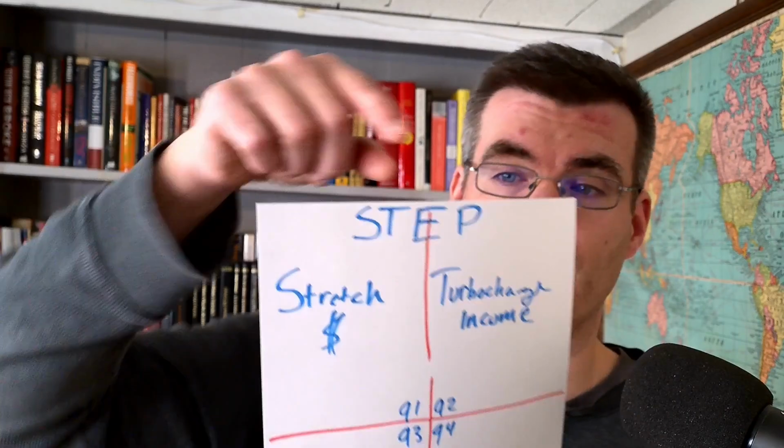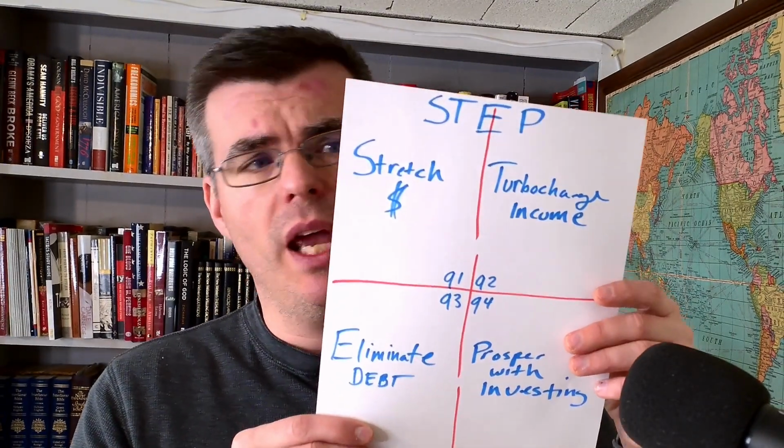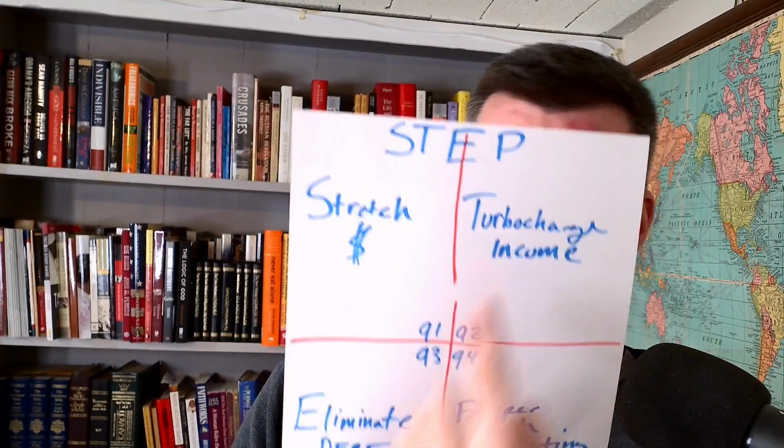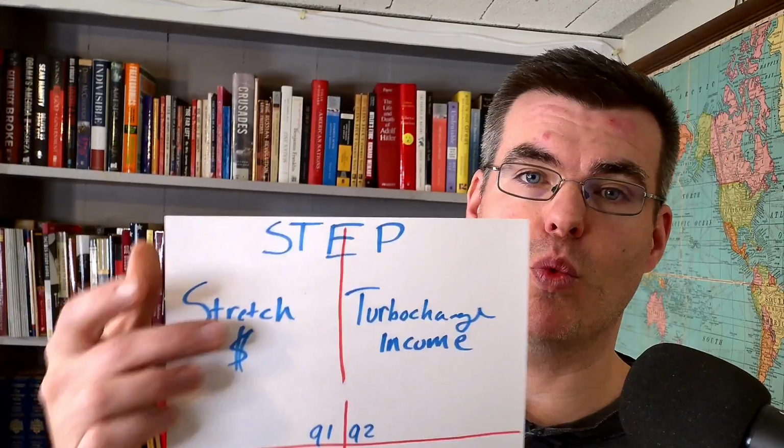Here is the STEP process. You see 4 quadrants here. Let me pull back a little bit so you can see it there. Okay, so notice the stretch, turbocharge, and then eliminate, and lastly we have prosper. Quadrant 1 is stretch every dollar that you make.